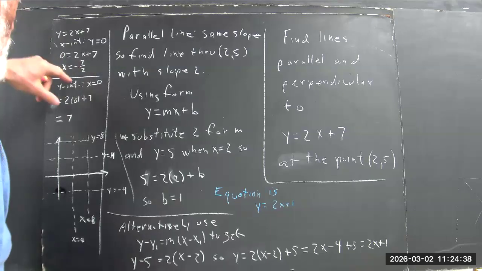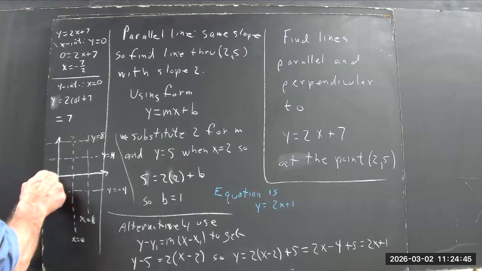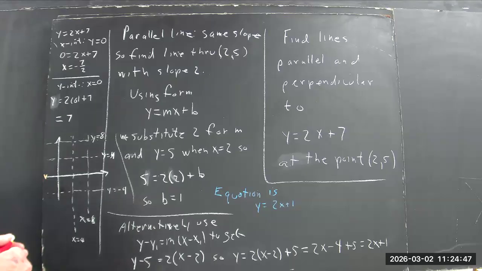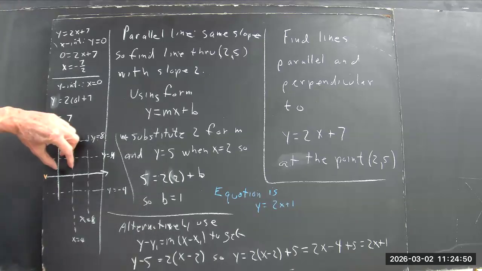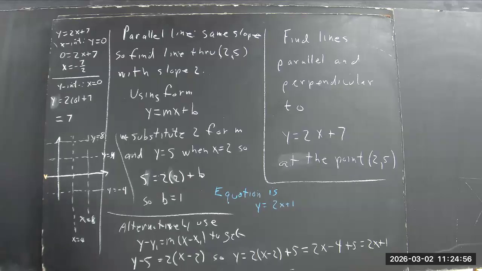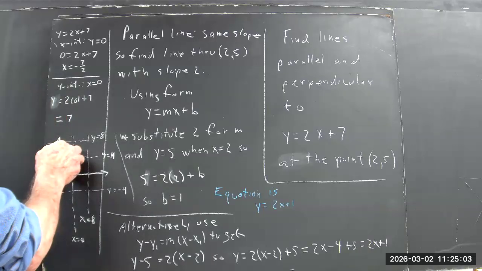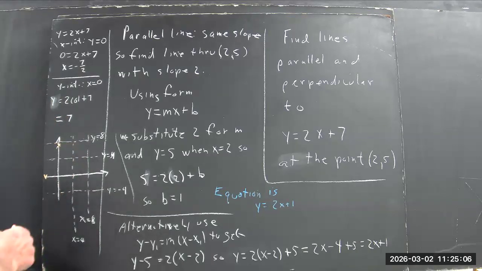The x-intercept is negative 7/2, so that would be over about here, almost as far to the left of the y-axis as the x equals 4 line is to the right. The y-intercept is 7. So when x equals 0, y equals 7, and the y-intercept is going to be about here. I'm not going to label those just yet because I want to see what else I get on this graph.